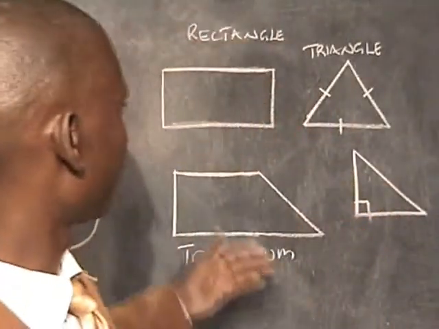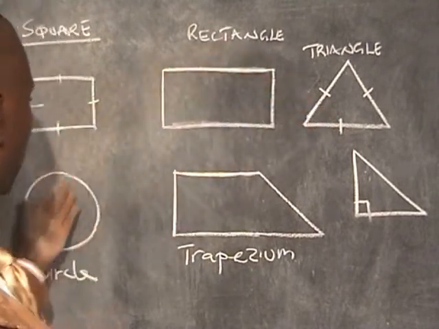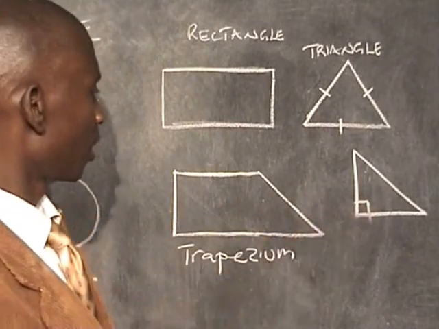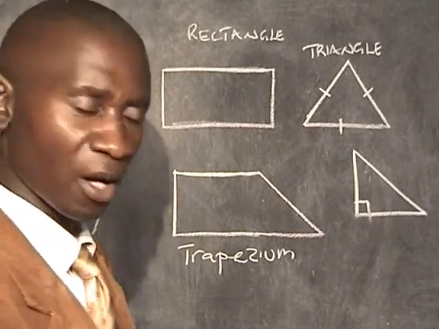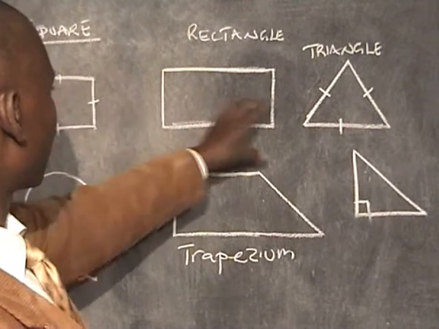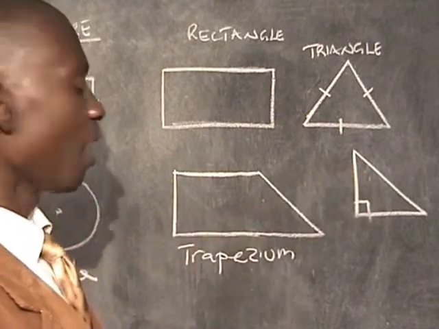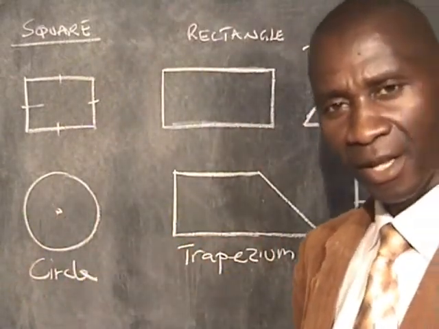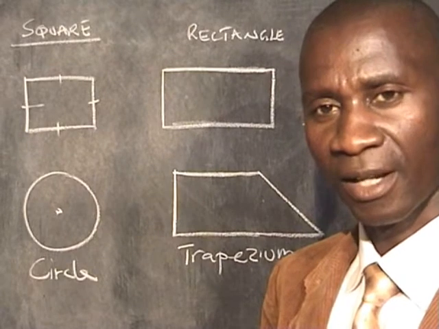So without wasting much of your time, this is a square, a rectangle, a triangle, a circle, a trapezium, and a triangle. We can have any other shape that can be said to be a polygon. Apart from a circle, all these shapes you have seen, a square, rectangle, triangle, trapezium, and right-angled triangle, are said to be polygons. But a circle is not a polygon. A polygon is any shape that can result by joining straight lines, that is three or more straight lines, not two straight lines.